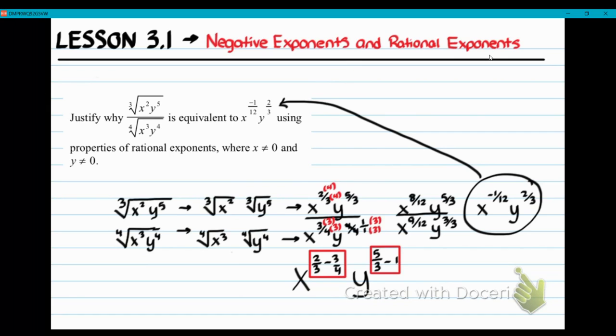Okay, so justifying means that you just have to use either your work or your explanation, but justifying your work counts. And that's how you do this problem.